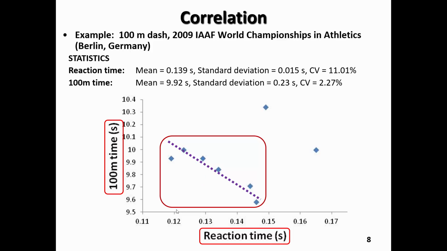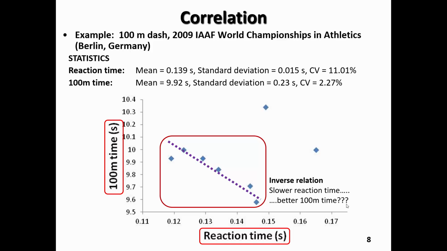So as reaction time increases, 100-meter time will decrease. And what that suggests here is that the slower the sprinter is in reacting to the starter's pistol, they'll actually run faster and have a faster 100-meter time. So we would make this conclusion based solely on these data.